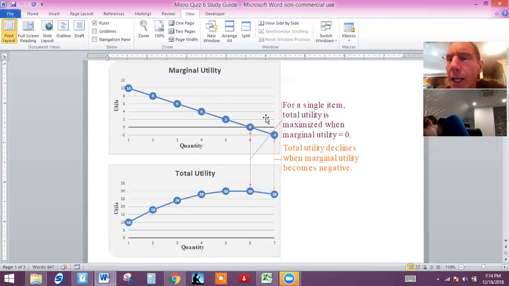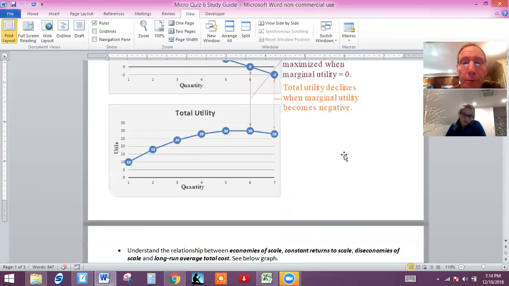Like if you think about it, here's a good example. Most of the families in the suburbs have 2 cars. So the second car is going to give you a lot more marginal utility. The third car is going to give you 0 because you don't have anybody to drive it, right? So it's going to go from a lot to 0 with the third car, right? Because you don't need it.